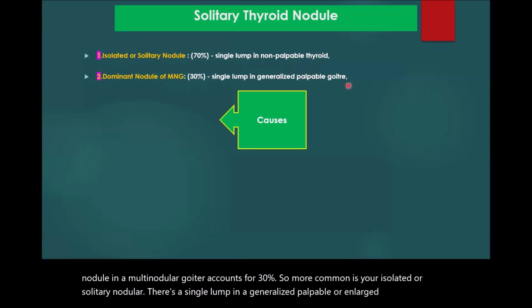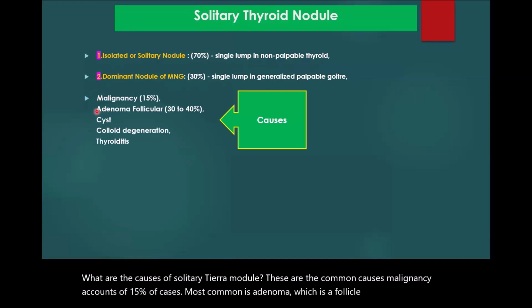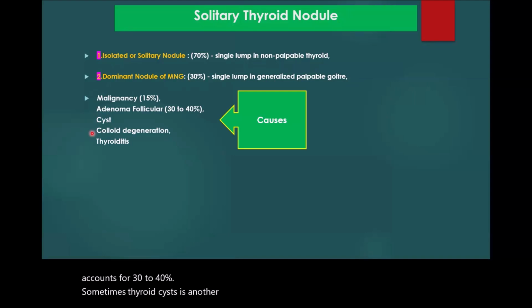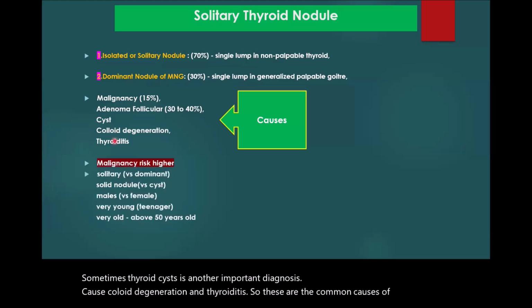Okay. What are the causes of solitary thyroid nodule? These are the common causes. Malignancy accounts for 15% of cases. Most common is adenoma, which is a follicular adenoma, which accounts for 30 to 40%. Sometimes thyroid cyst is another important diagnosis. Other causes are colloid degeneration and thyroiditis. So these are the common causes of solitary thyroid nodule.